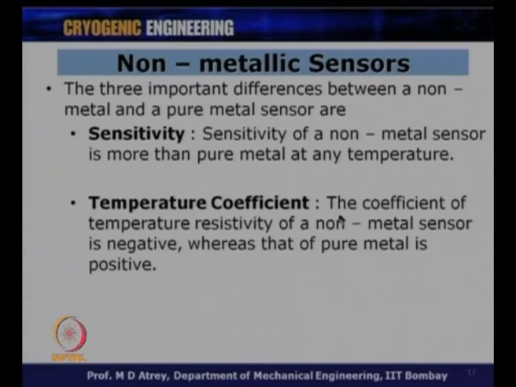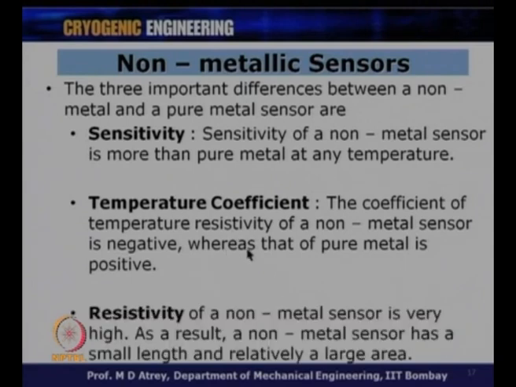Temperature coefficient. The coefficient of temperature resistivity of a non-metal sensor is negative. This is what we saw. When temperature decreases, the voltage increases, and therefore the coefficient dV by dT of a non-metal sensor is negative, whereas for pure metal, for PT100 for example, dV by dT was positive. Temperature decreases, voltage decreases. This is a major change when you go from a metal to non-metal.